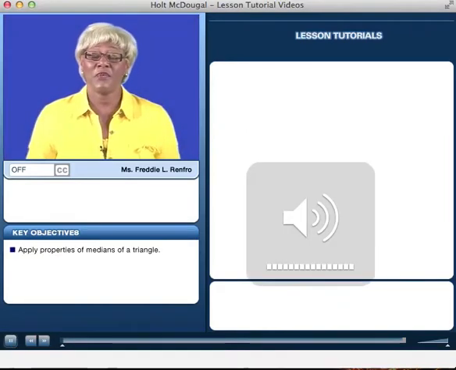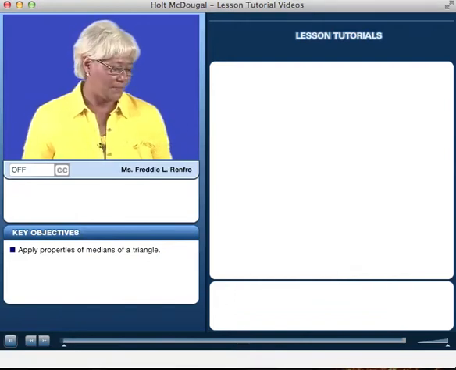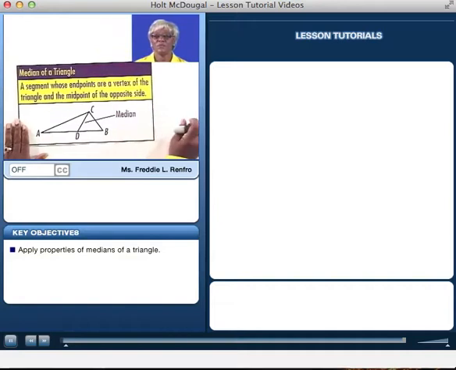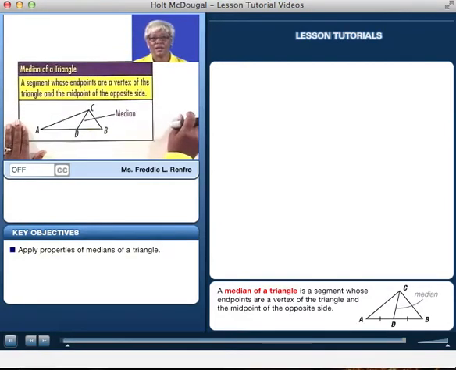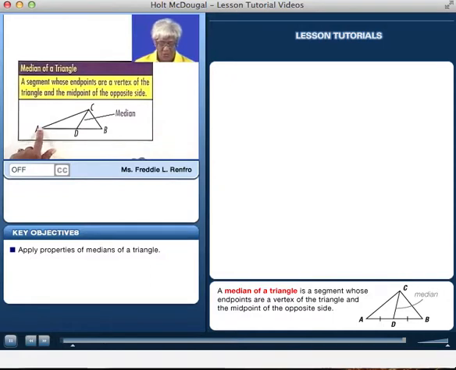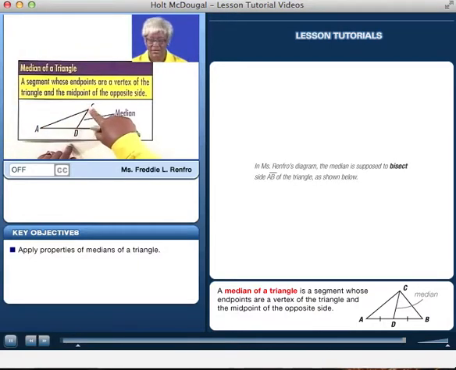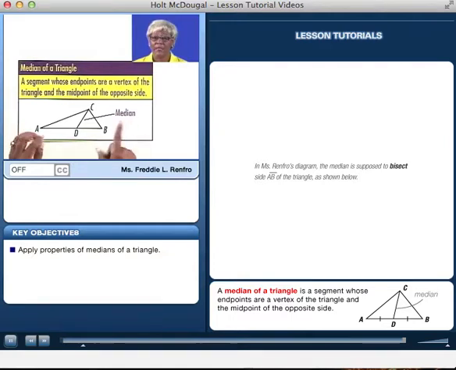Let's take a look at another special feature of a triangle. It's called the median of a triangle. A median of a triangle is a segment whose endpoints are a vertex of a triangle and the midpoint of the opposite side. Well, here's one that's drawn from vertex C to the midpoint of the opposite side. A triangle has three medians, and they all intersect at one point inside the triangle.